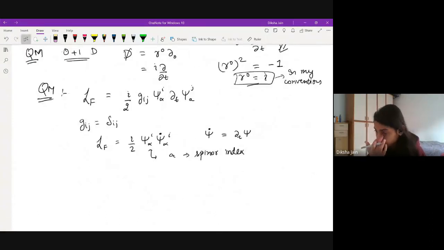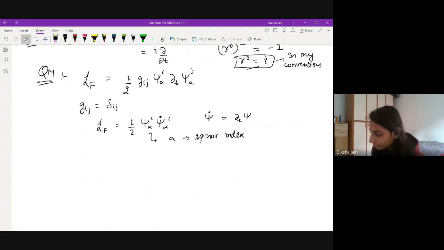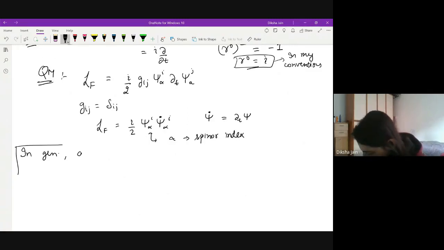Okay, so let me count the degrees of freedom first. So in general, this is something I will not prove, I'm just stating the statement. In general, a d-dimensional fermion, d-dimensional Dirac fermion.